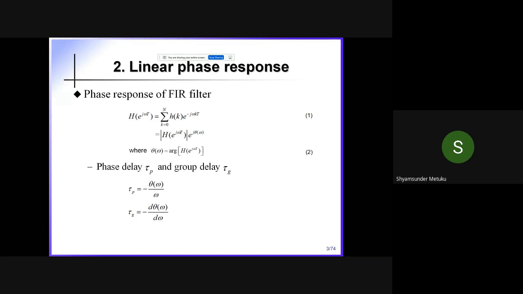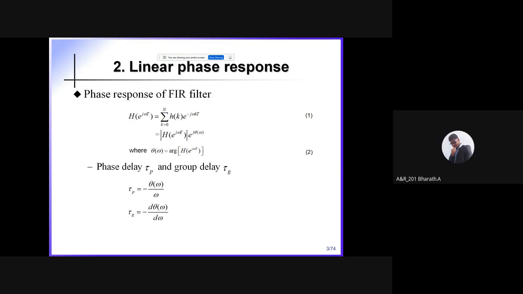Is that clear? E power j omega T, e power j theta of omega. Capital H of e power j omega T will be complex, because in the DFT, 1, 2, 3, 4 are real. Your h of n is real only. So small h can be real or complex, it doesn't matter, but capital H will be complex. Whether small h is real or imaginary, we are not bothered. What capital H is, we are interested in.